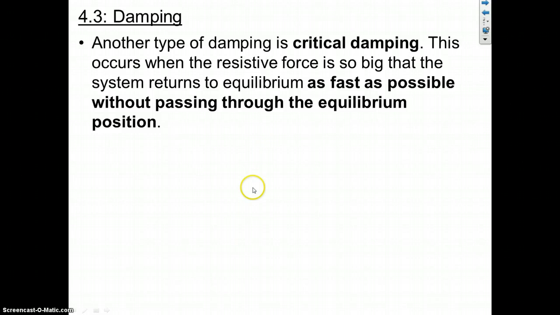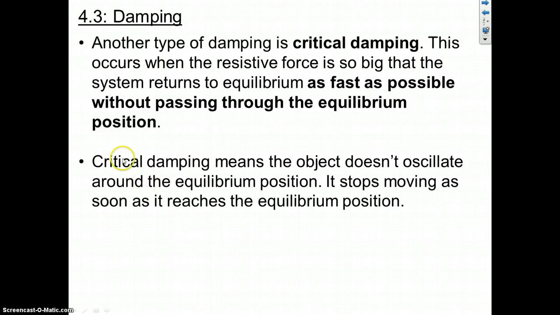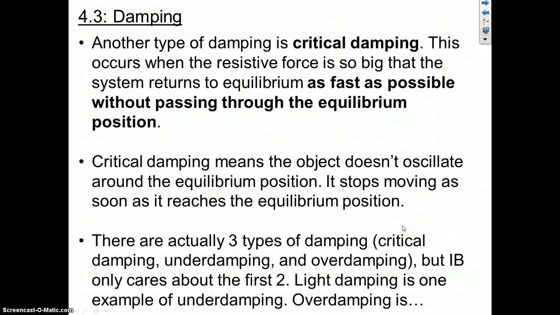Right? So if we have a pendulum that's over here, critical damping means it goes back to the zero position as fast as possible, but it never swings beyond the zero position to the right. If it starts to the left, it goes down and it stops right at the zero position. It doesn't go farther over to the right. No oscillation. Right? So this means exactly what I just said. The object doesn't oscillate around the zero position. It stops moving as soon as it reaches the zero position.